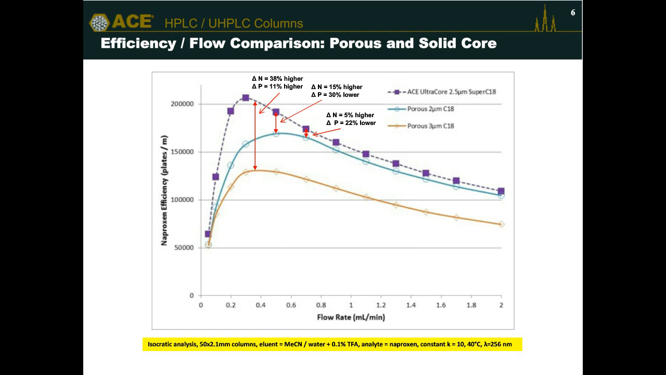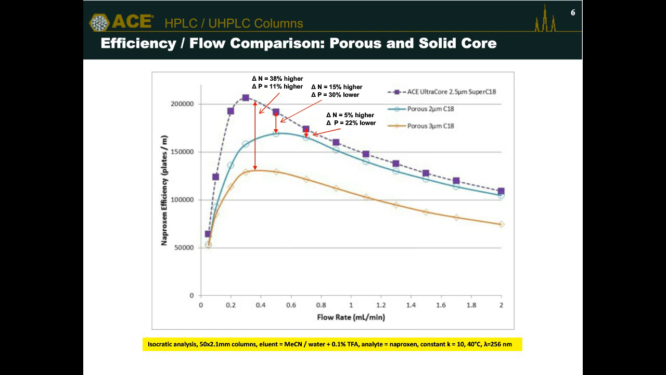The next highest efficiency is our fully porous 2 micron particle. So I'm getting more efficiency by reducing the particle size. That's obvious. That's why everyone has been investing in UHPLC systems and UHPLC columns. Smaller particles give you higher efficiency. We know that what they also give you is higher back pressure, and that's why we have to invest in such technology in terms of the instrumentation and the packing technology for the columns.